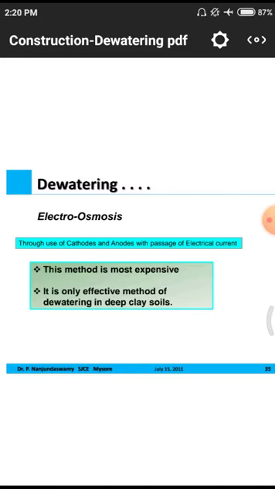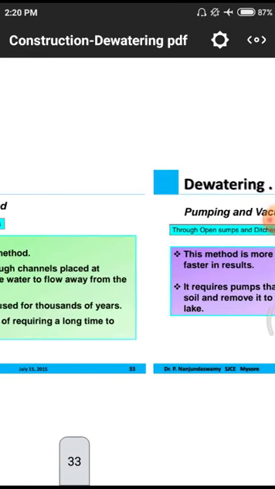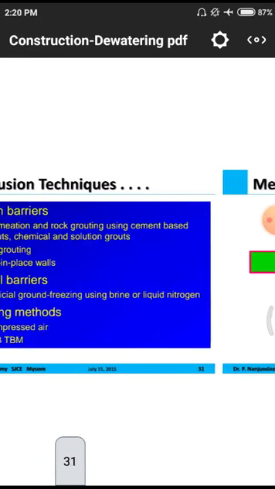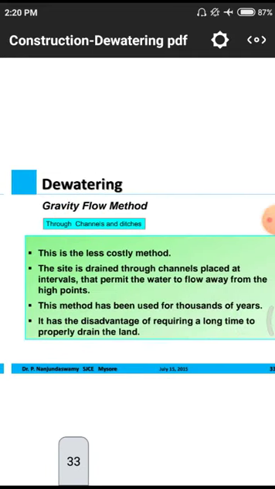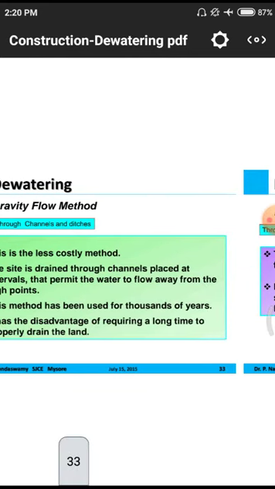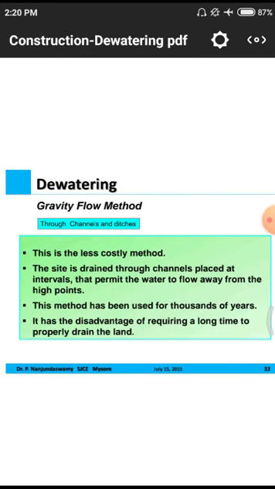In this dewatering technique, we have previously observed two different methods: the gravity flow method and the piping method. In the piping method, the time period is small, that means within a week we have to remove the total quantity of water present in the soil or field itself.